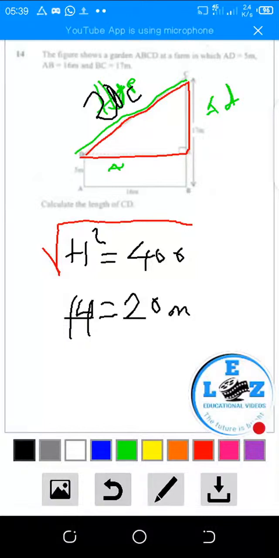Sorry, not centimeters, but meters: 20 meters. Please, if there is any contribution or any question that you have, you can ask.